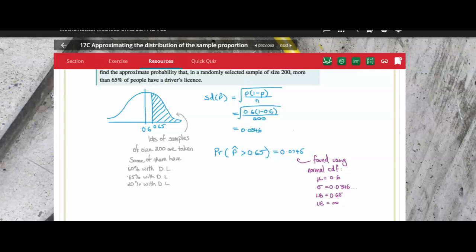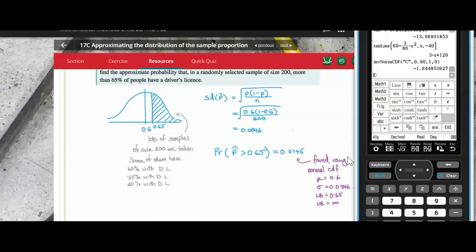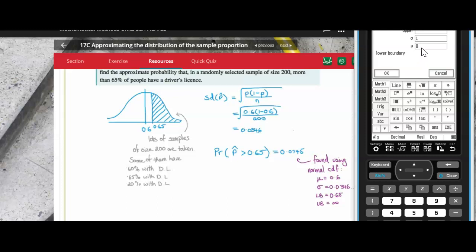Okay, so just a reminder where the normal CDF is. Interactive, distribution, continuous, and normal CDF. And as she said, it's extremely important that you don't use the rounded version of the standard deviation. So copy and paste that value in.